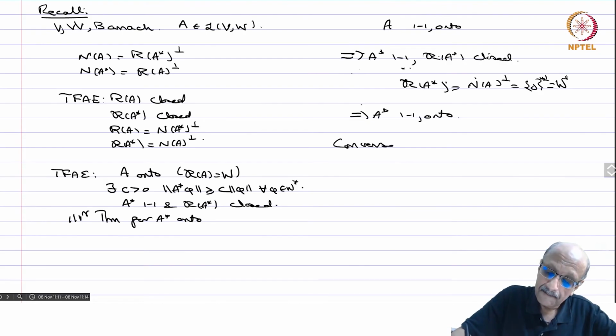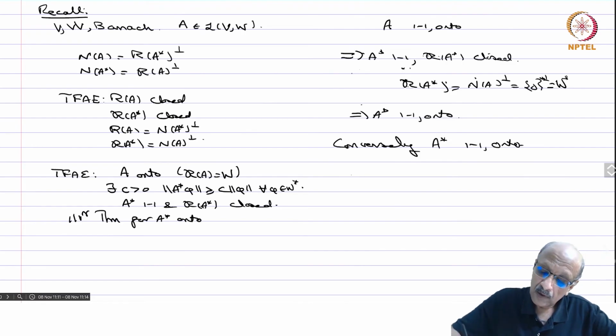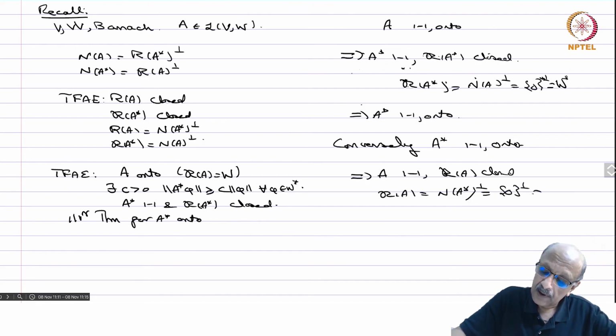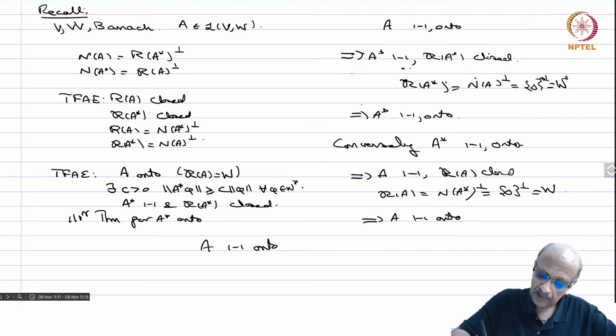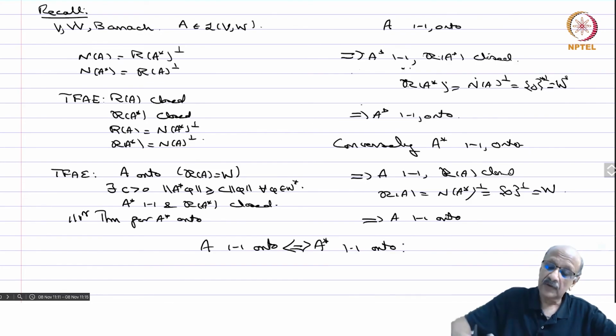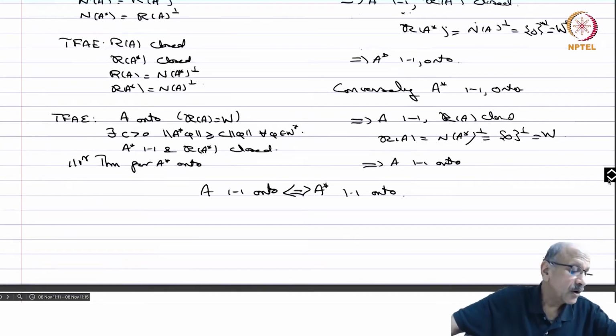Conversely, A star 1-1 onto, so this will imply that A star is onto, therefore A is 1 to 1 and range of A is closed, and you have range of A is null space of A star perp, and that's given to be 0, so 0 perp, and therefore that's equal to W. So this implies A is 1-1 onto. So A is 1-1 onto if and only if A star is 1-1 onto. Okay, so this is a thing which we want to remember.